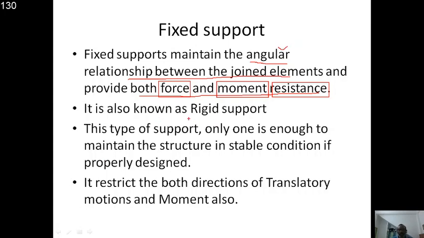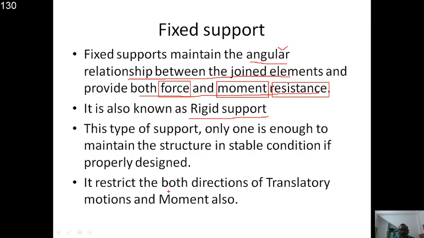Hence, it is also known as rigid support. That means rigid is very strong in all aspects. With this type of support, only one is enough to maintain the structure in stable condition if properly designed. So by replacing so many supports like hinges, rollers, or simple supports, we can replace them with a fixed support as one support, and then the structure will be in stable condition with respect to forces and moment resistance.